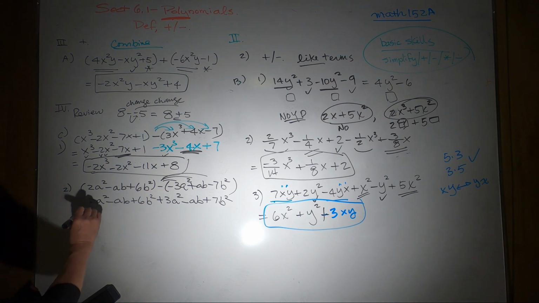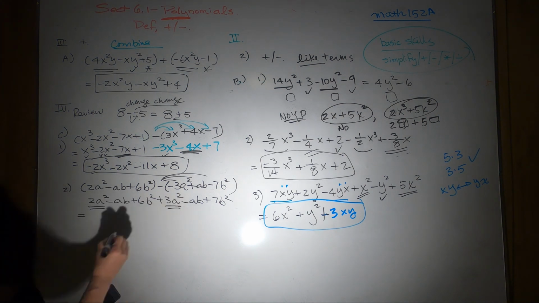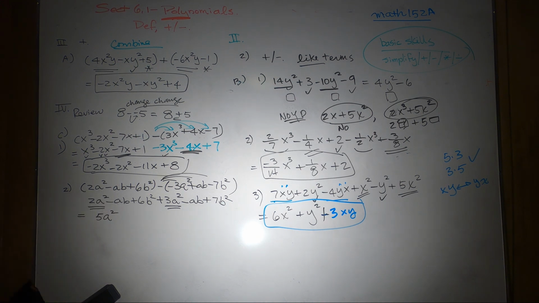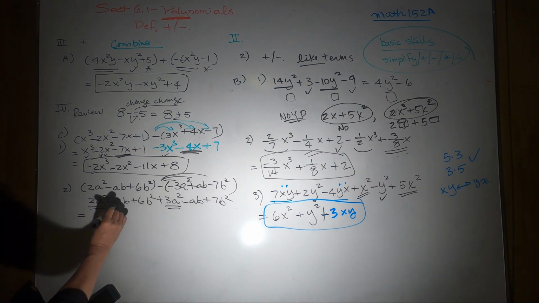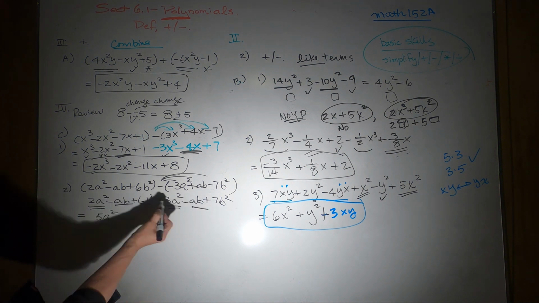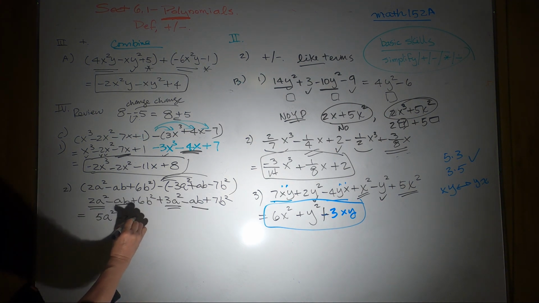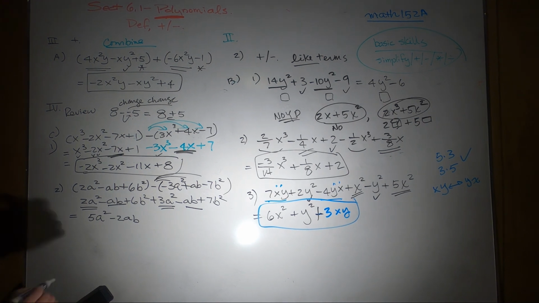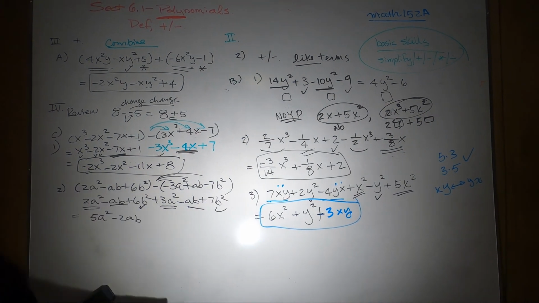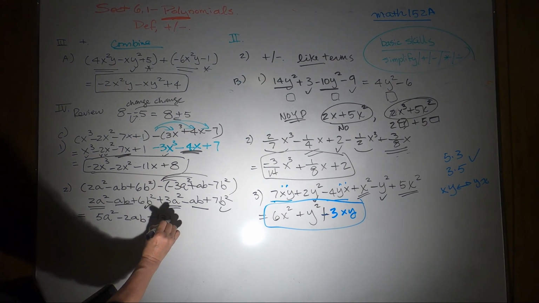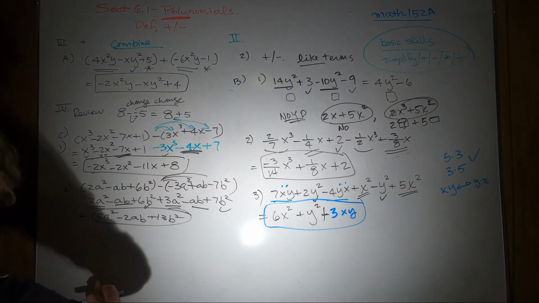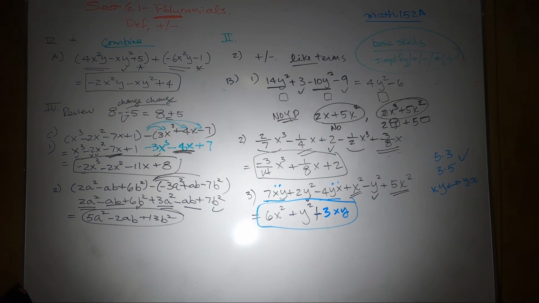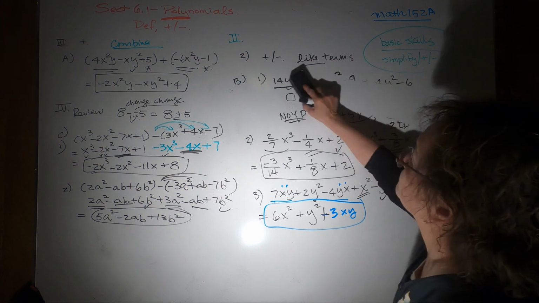So for a squared, together would be what? 5a squared, right? Then for ab, minus 1 minus 1, so you're minus 2, right? Then for b squared, you have 6 here, 7 here. Total would be what? 13b squared, right?